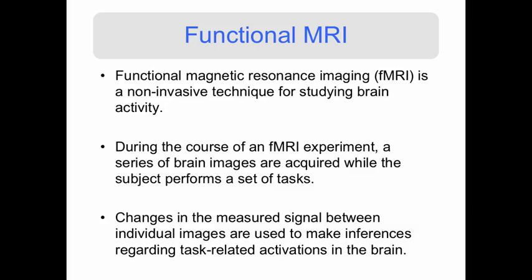So, for example, let's consider a simple task where I do finger tapping for 20 seconds, and resting for 20 seconds. Finger tapping for 20 seconds, resting for 20 seconds, over and over again. Now, what I could do is I could look at changes in the measured signal between images when I was finger tapping and when I was resting to see whether or not there's areas of the brain where the activation is higher when I'm finger tapping versus when I'm resting.